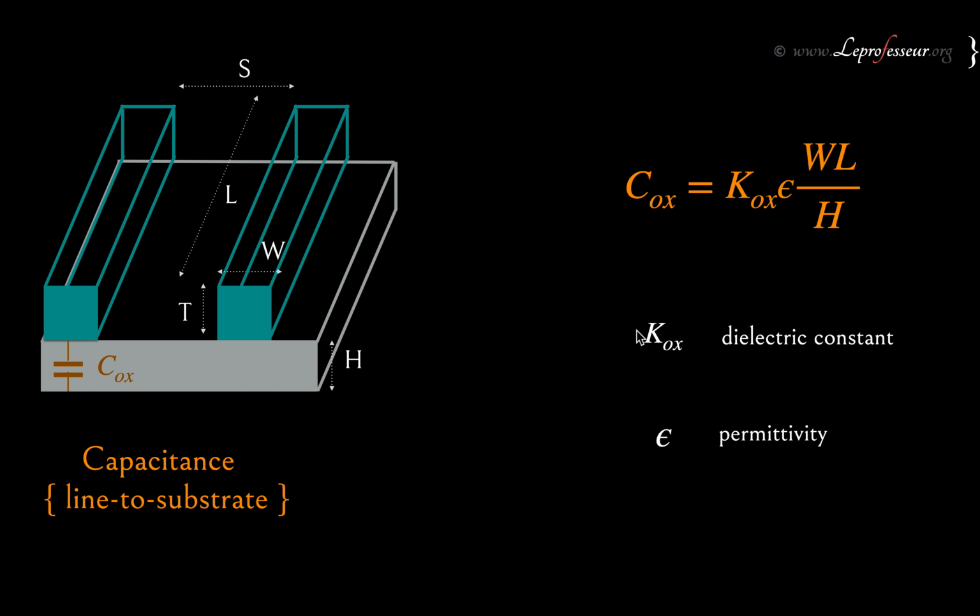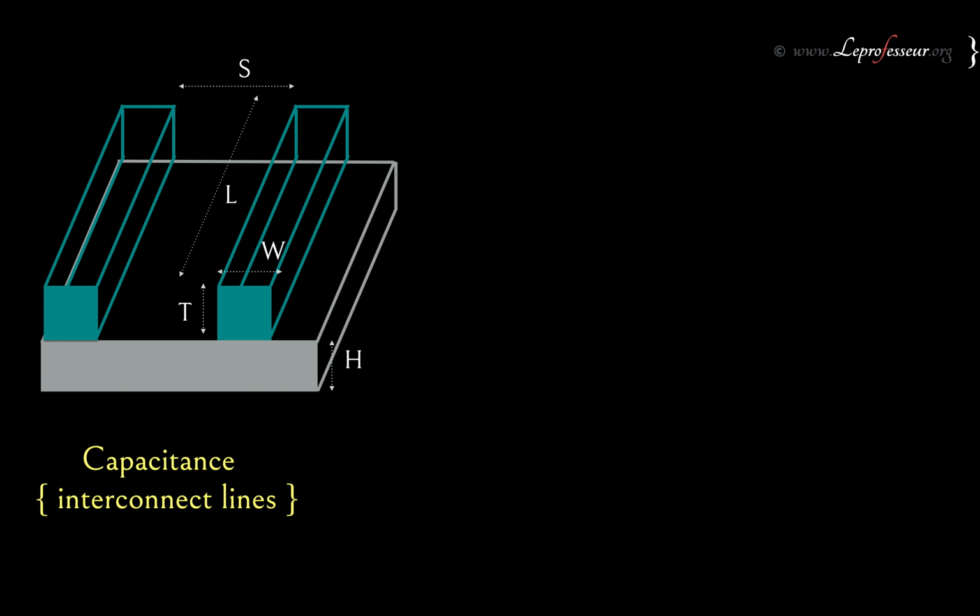Kox is nothing but the dielectric constant and epsilon is permittivity. This equation, and variants of it depending upon how accurate we want the prediction to be, are used. But at the very basic level, this is the line to substrate capacitance we have to consider. We have to consider it for this one as well. In this diagram I have only shown one. We have one more kind of capacitance, which is between these two adjacent interconnects, the capacitance between interconnect lines.